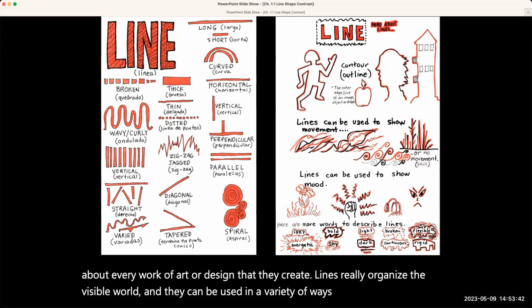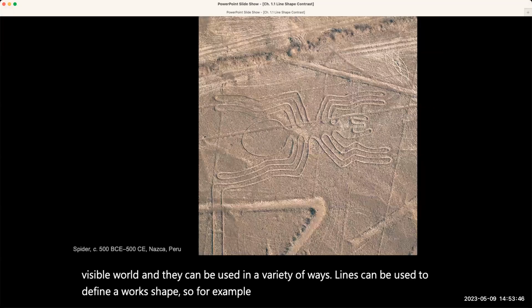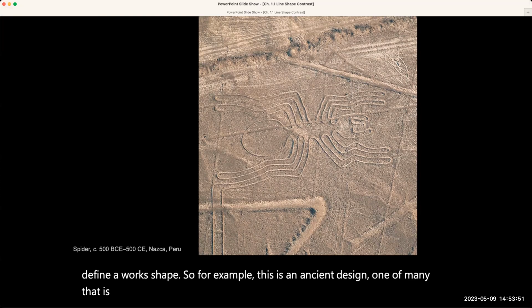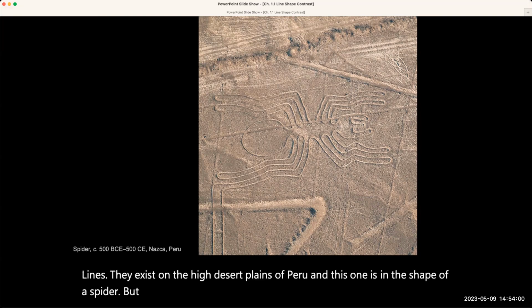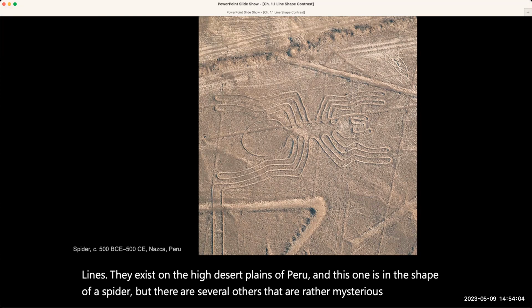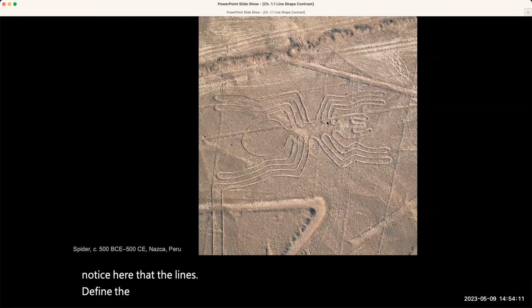Lines can be used to define a work's shape. So, for example, this is an ancient design, one of many that is known as the Nazca lines. They exist on the high desert plains of Peru. And this one is in the shape of a spider, but there are several others that are rather mysterious or unusual. So notice here that the lines define the shape of, in this case, the spider.